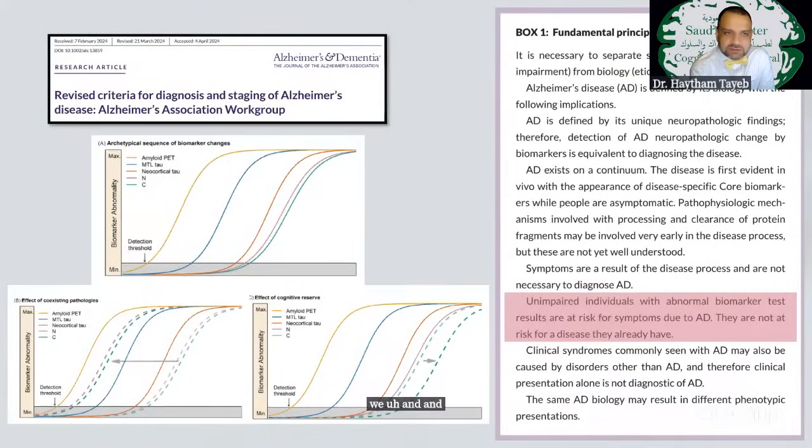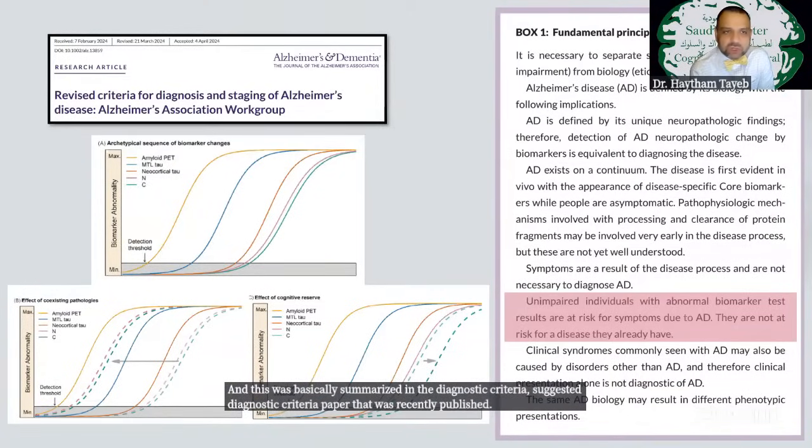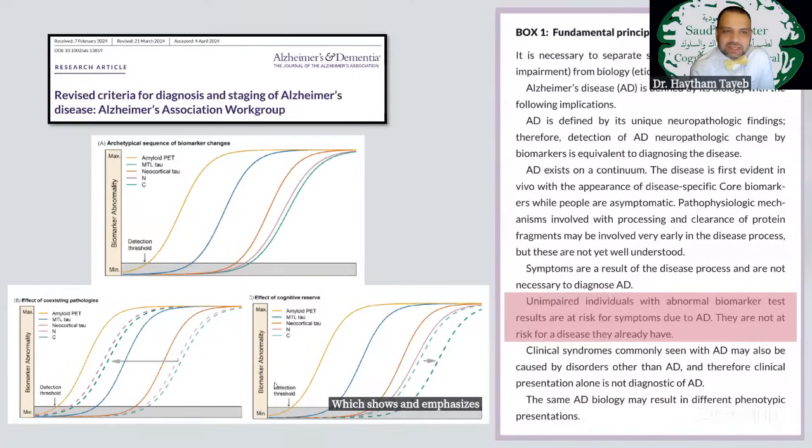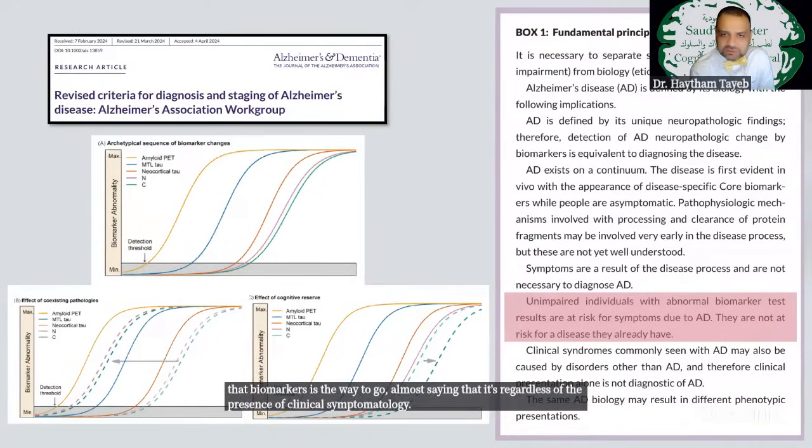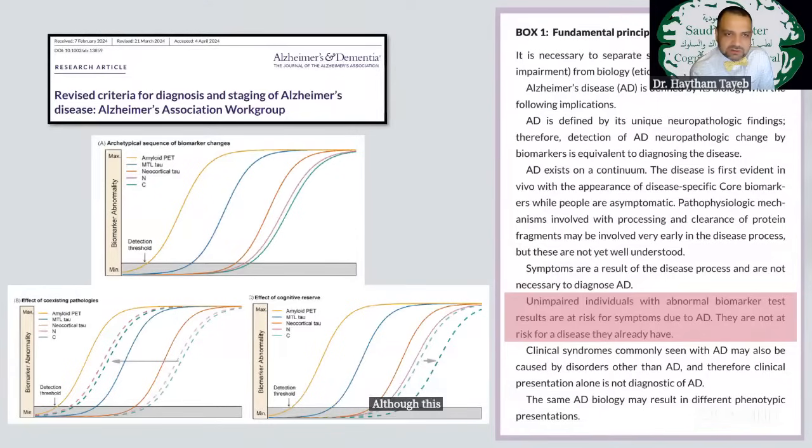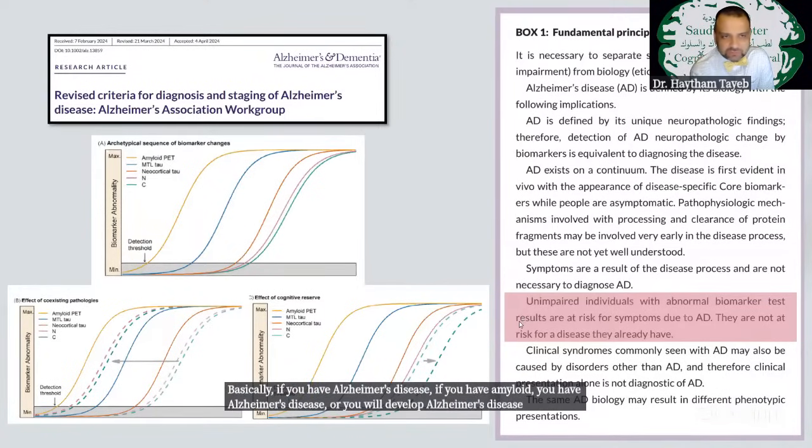And this was basically summarized in the suggested diagnostic criteria paper that was recently published, which emphasizes that biomarkers is the way to go, almost saying that it's regardless of the presence of clinical symptomatology, although this remains mostly in the research realm and is controversial. But there's statements in this paper that say that basically, if you have amyloid, you have Alzheimer's disease, or you will develop Alzheimer's disease at some point in your life if you live long enough.